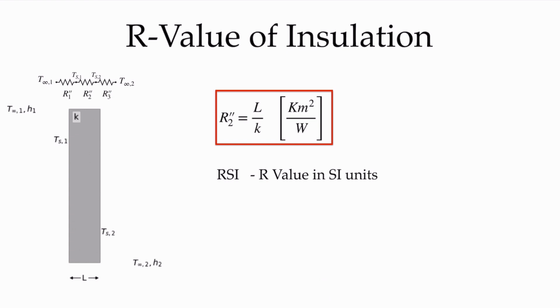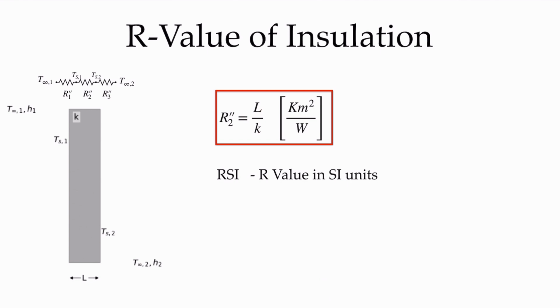This is exactly what is meant when we talk about an RSI value. If you go to the hardware store and look at insulation, you can probably find somewhere on there the RSI value, and that is the R value in SI units. It is identically our area-specific resistance defined as L over k.